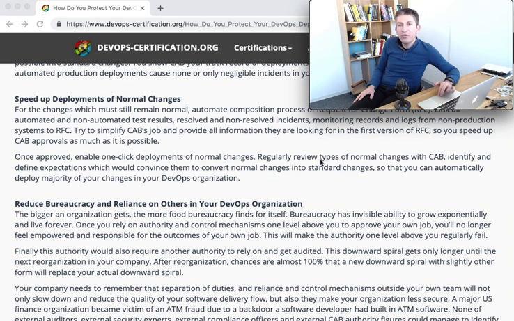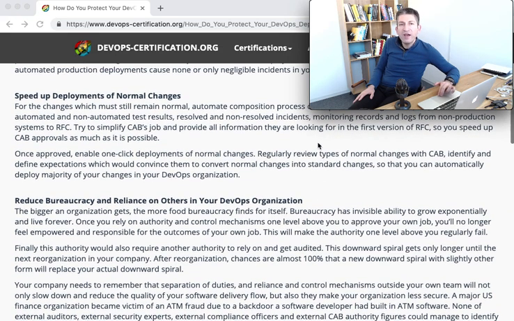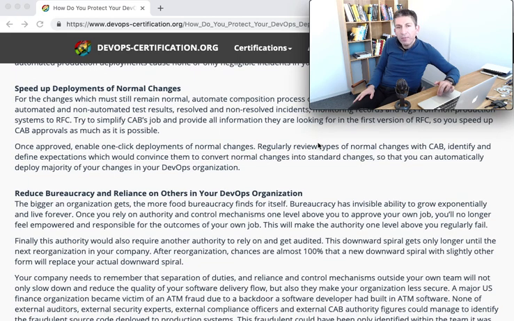Regularly review the types of normal changes with CAB, and identify and define expectations from CAB experts, which will convince them to convert normal changes into standard changes, so that you can automatically deploy the majority of your changes in your organization. So here basically the tip that I try to give is, of course, you can't announce everything as a standard change from today to tomorrow. You will still have normal changes which will require approval from CAB.